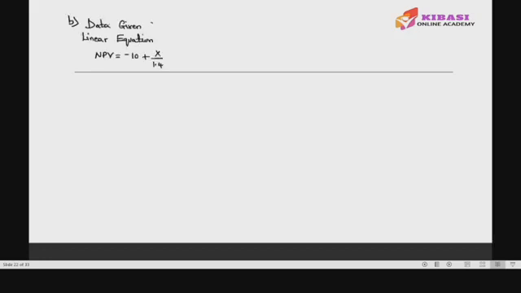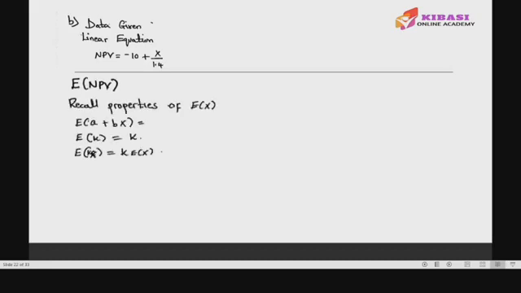Kipengele B, we have this linear data given, tulipewa linear equation NPV = -10 plus x here. Then what is the expected value ya net present value? Tuna recall property for you. Tulisema kwamba property ya constant number ni constant number, and its expected value ya product ambayo ni constant number and variable inakuwa constant number, we substitute out, then we get expected value x. So from this equation we'll get this one.